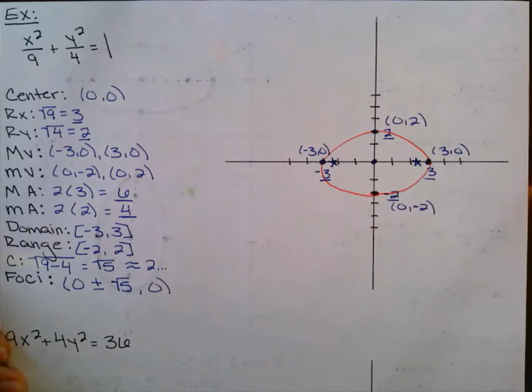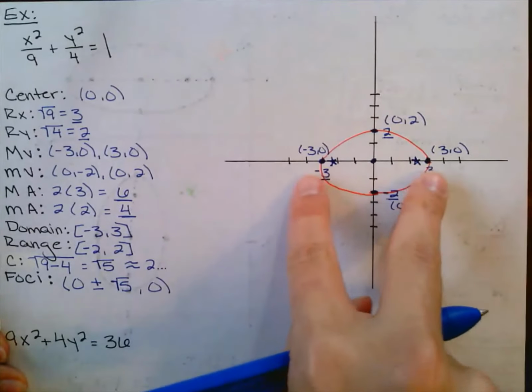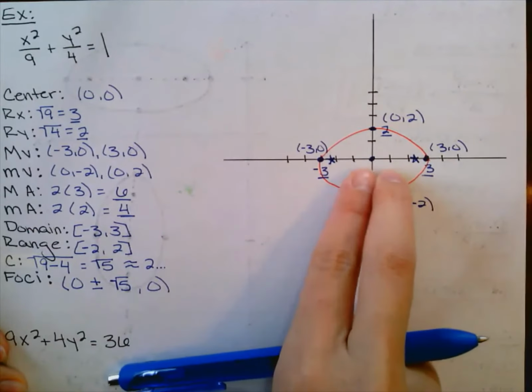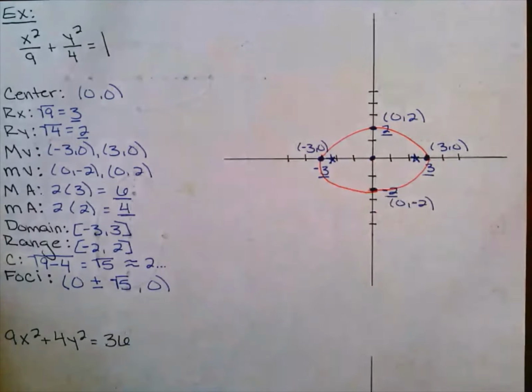On some ellipses, guys, the foci could look like they're really close to the end. And on some, they can look like they're really close to the center. Every ellipse is completely different. And you are now done with this problem.